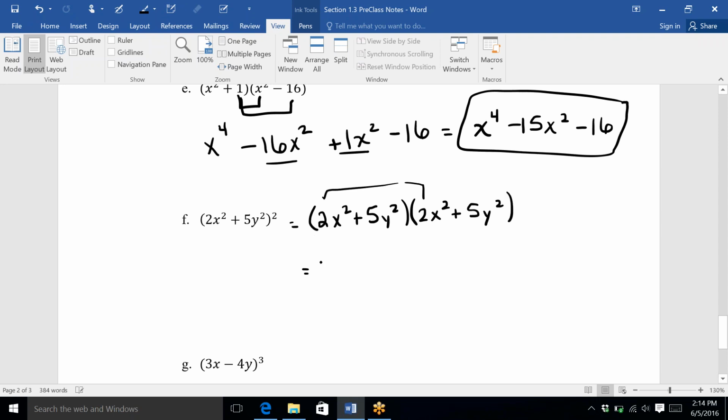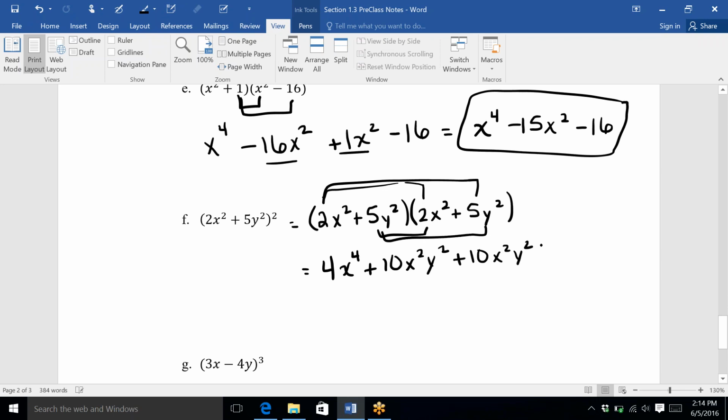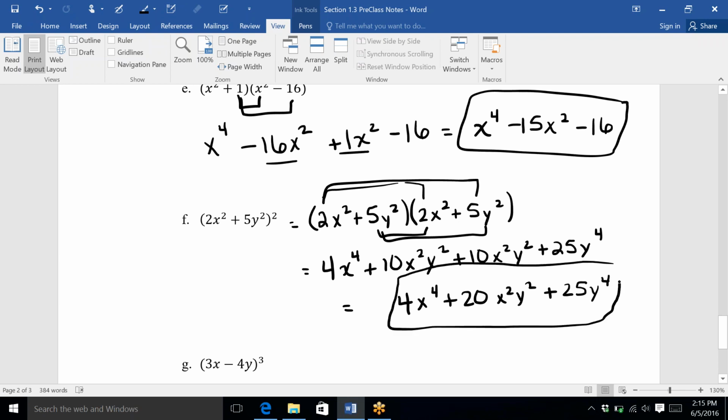2x squared times 2x squared is 4x to the 2 plus 2, so that would be 4x to the fourth. 2x squared times 5y squared is positive 10x squared y squared. 5y squared times 2x squared is another positive 10x squared y squared. And 5 times 5 is 25, with y squared times y squared being y to the fourth. Combine the middle terms, we get 4x to the fourth plus 20x squared y squared plus 25y to the fourth. Final answer.